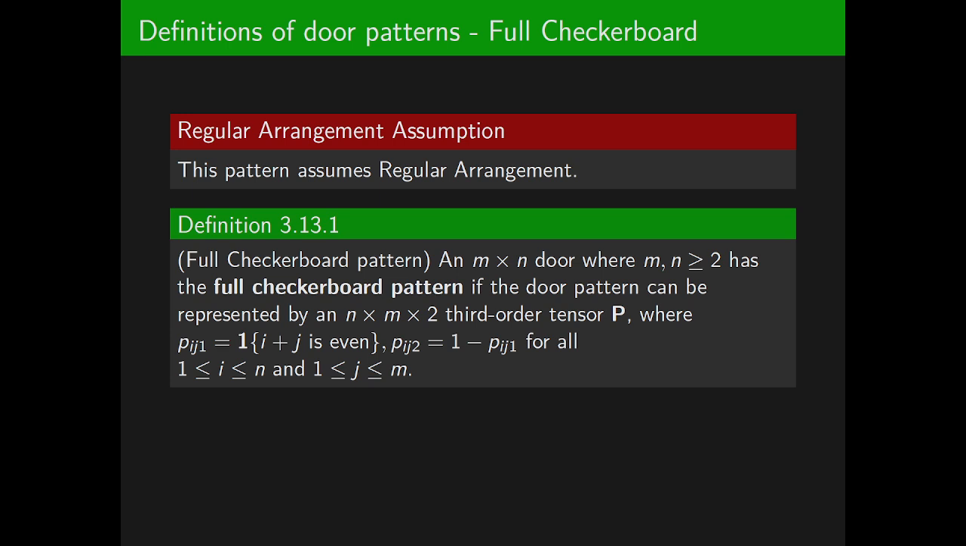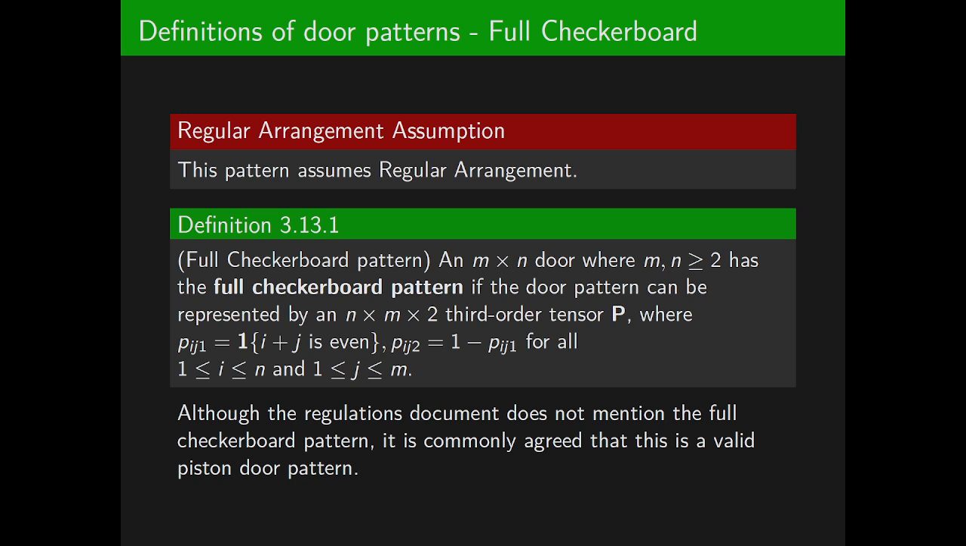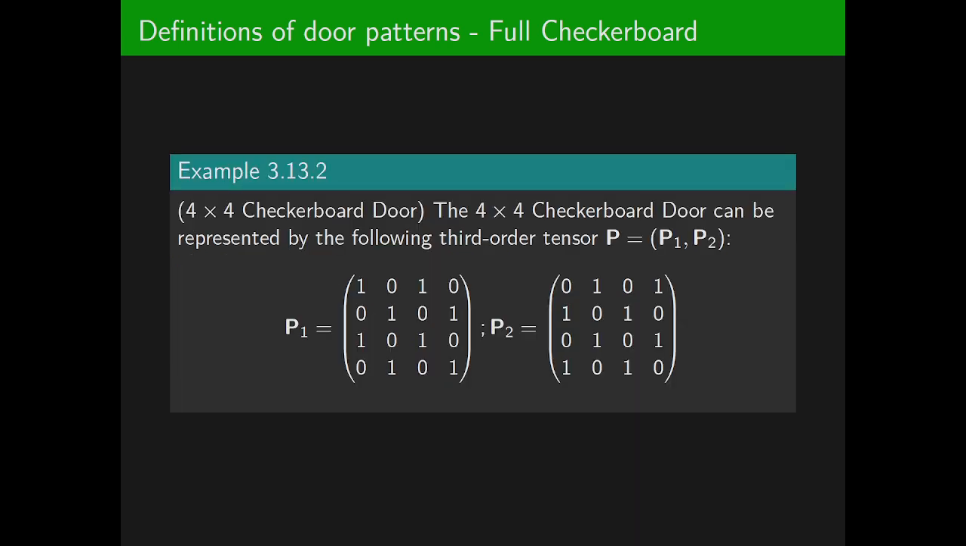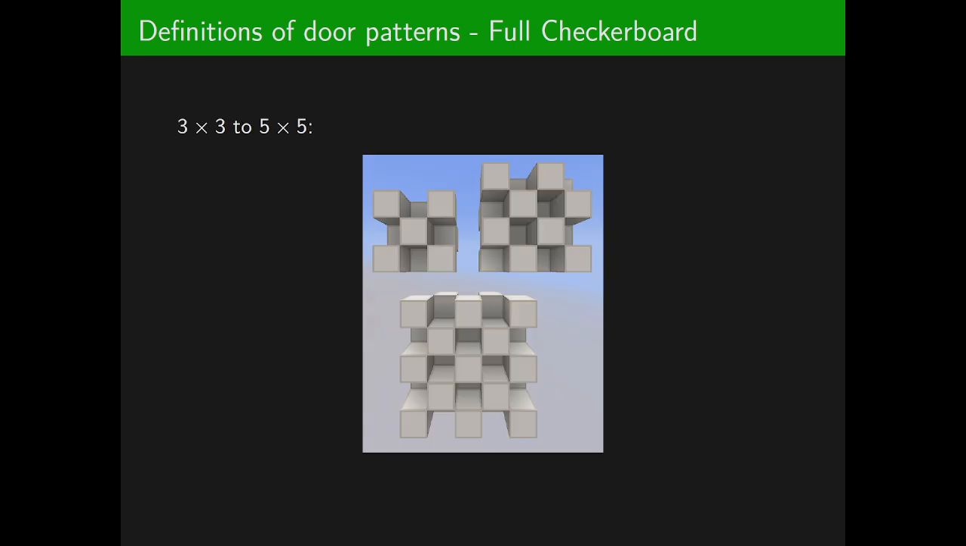And then we have Pij2. It's literally just flipping between 0 and 1. So 1 minus Pij1. The bounds are the same. i is in 1 and n inclusive. j is in 1 and m inclusive. I have already said it. Although the regulations document doesn't mention the full checkerboard pattern door, it's commonly agreed that this is still a valid door pattern. So, example, P1 still the same. P2 is just the invert of it. Looks like this. So, for 3x3 to 5x5, and yeah.